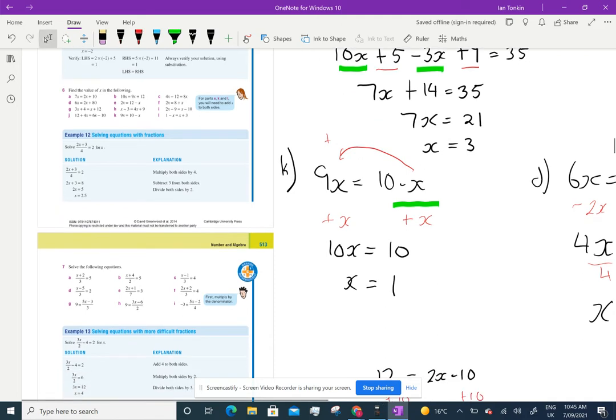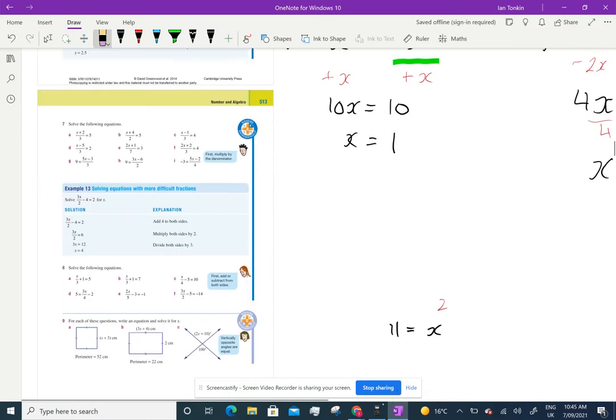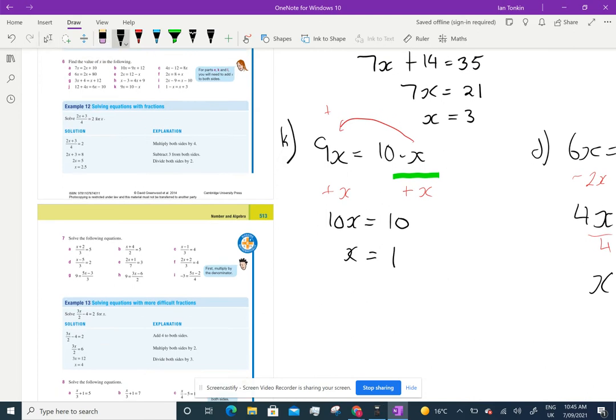Right, why don't you have a go at the next one while I create some space? If you're good, you'll have it done by the time I get there. Right, so here we go. L, 1 minus x equals x plus 3.